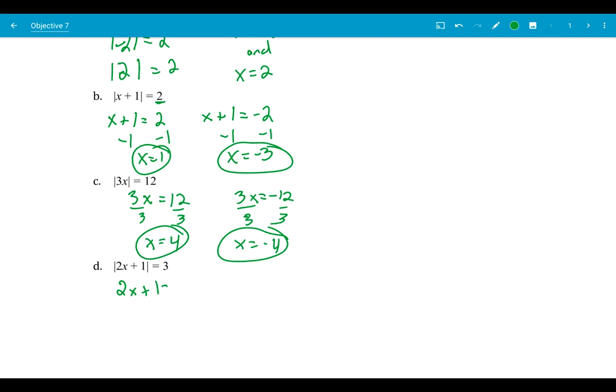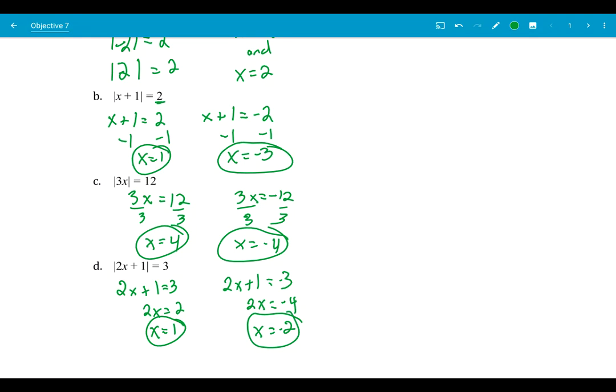2x plus 1 equals 3, and 2x plus 1 equals negative 3 should be the equations that you're looking at. Subtract 1 from both sides, and you'll get 2x equals 2. Divide by 2, and you'll get x equals 1. Do the same thing over on the equation on the right. Subtract 1 from both sides, and you get 2x equals negative 4. Divide by 2, and you get x equals negative 2.